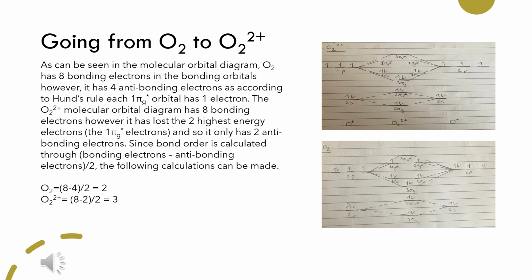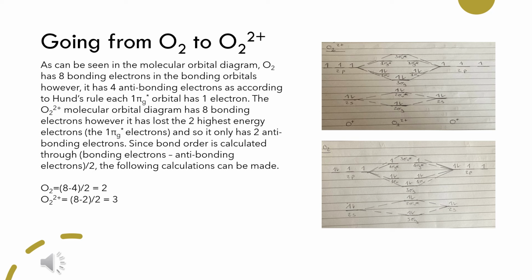As can be seen in the bottom molecular orbital diagram, an O2 molecule has 8 bonding electrons in the bonding orbitals. However, it has 4 antibonding electrons, as each 1 pi g star orbital has 1 electron as well. The O2 2 plus molecular orbital diagram has 8 bonding electrons. However, it has lost the 2 highest energy electrons, which are the ones in the pi antibonding orbitals, and now it only has 2 antibonding electrons in the sigma antibonding orbital, which is shared between the 2 molecules.